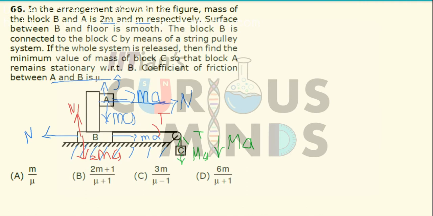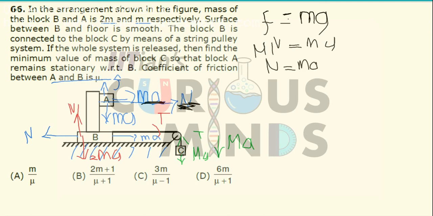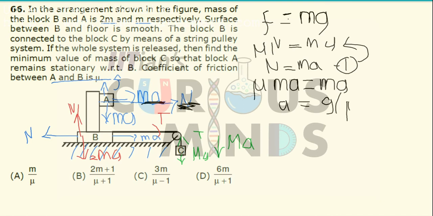Since block A is neither going upwards nor going down, the total force upward should be equal to the total force in the downward direction. So F should be equal to mg. Now F can be written as mu times N, which is equal to mg. Now the normal force is the only force that acts in the right hand side direction, so N should be equal to ma. Let this be equation 1. I will substitute over here, so mu times ma is equal to mg. So the acceleration will be equal to g by mu. Let this be equation number 2.